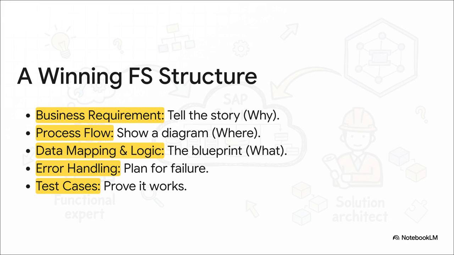First, you tell the story, the why. Then you show a simple diagram, the where. Next comes the core of it, the what. That's your detailed data mapping and logic. And this is crucial. You have to plan for failure by defining exactly what should happen when things go wrong. And finally, you have to prove it's all working with clear, repeatable test cases.